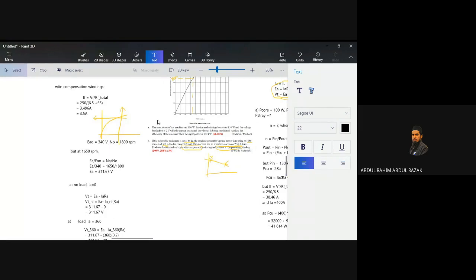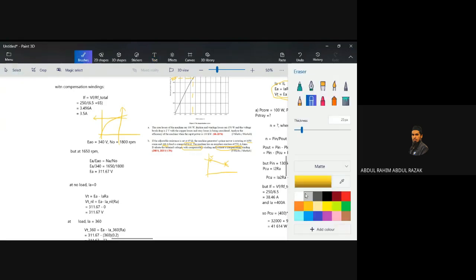Okay. First, we will calculate because we have two scenarios. One with compensation, one without compensation. So we proceed with compensation first. It means we just have to calculate our IF. You can see here, IF equal to VF over RF total. We set the adjustable resistor at 65 plus the R field 6.5. So we get 3.5 ampere of our field current.